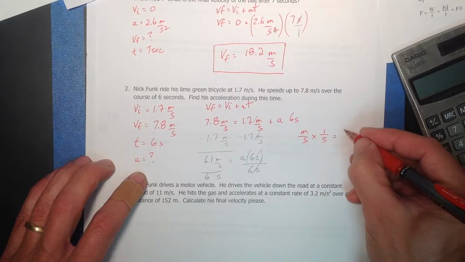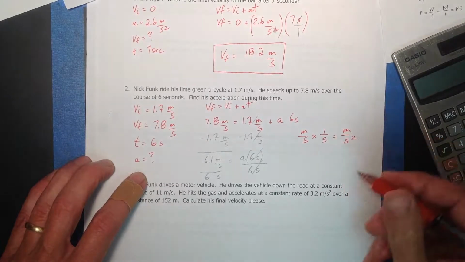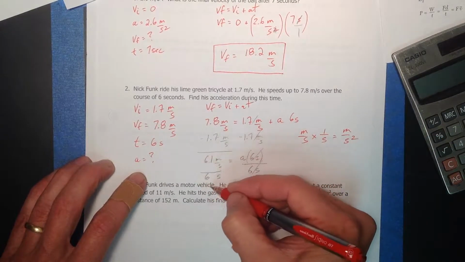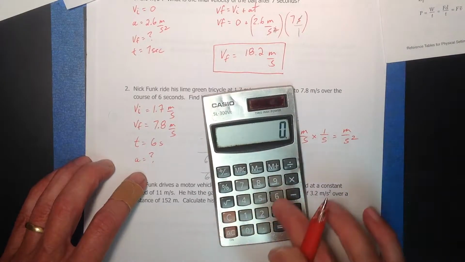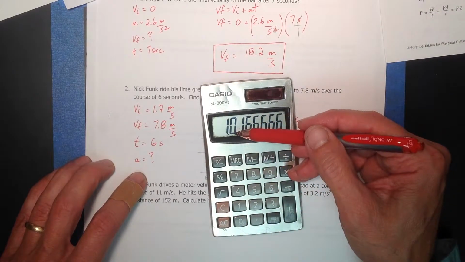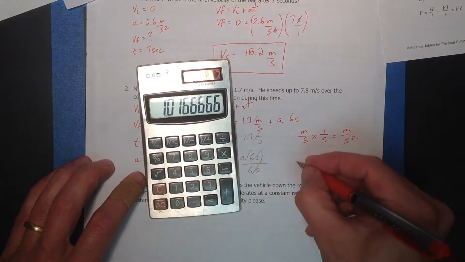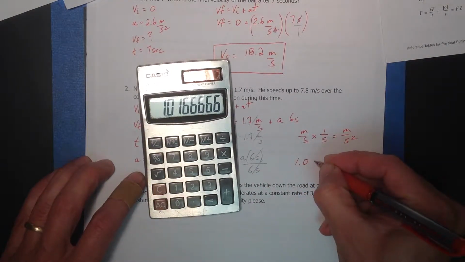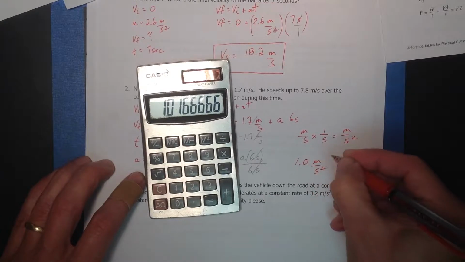So that's going to give us meters per second squared. That will be our units. And then 6.1 divided by 6. 6.1 divided by 6 is that. Rounded to the tenths is going to be 1.0. So the answer here is going to be 1.0 meters per second squared.